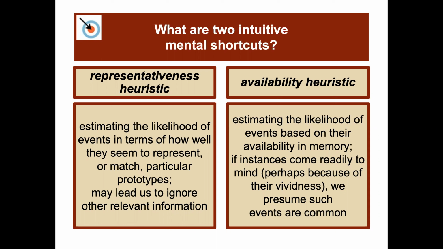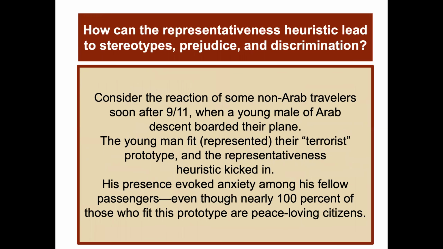Representativeness heuristic is estimating the likelihood of events in terms of how well they seem to represent or match particular prototypes. And it may lead us to ignore other relevant information. The availability heuristic, on the other hand, is estimating the likelihood of events based on their availability in memory. So what comes to mind readily, because of maybe the vividness? It makes us think that such events are common. So what's the problem with these mental shortcuts? That sounds like it should be something that's really helpful. But the representativeness heuristic can lead to stereotypes, prejudice, and discrimination, according to research.